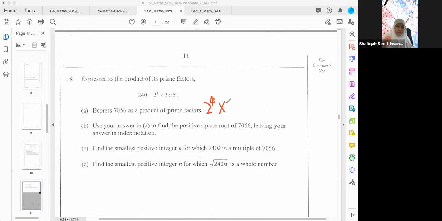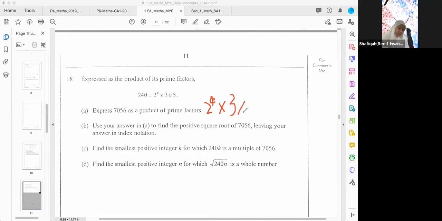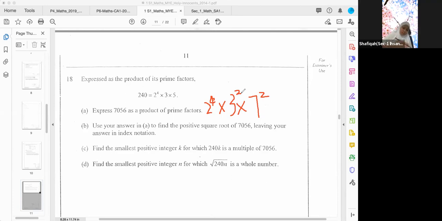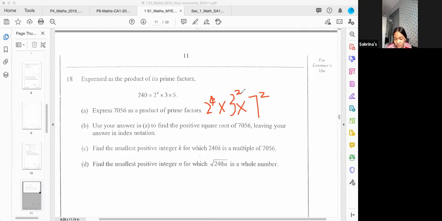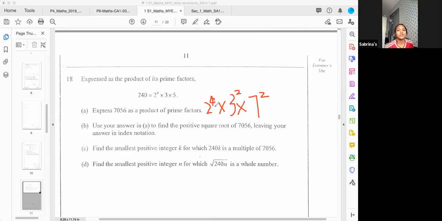Is it 2 to the power of 4 times 3 to the power of 2? Times 3. Okay, hold on. Now let me just times 3 times 7 to the power of 2. But 3 is also to the power of 2. Okay, correct. Sabrina, you get this? You know how to do prime factorization or forgot already? I got 2 to the power of 2 times 3 to the power of 2 times 7 to the power of 2. Yeah, correct. 2 to the power of 2, is it? Or 4? 2, not 4.